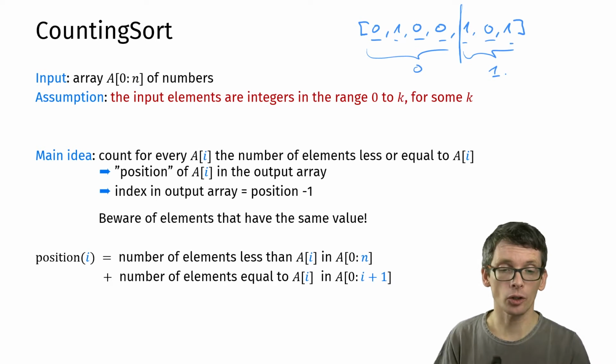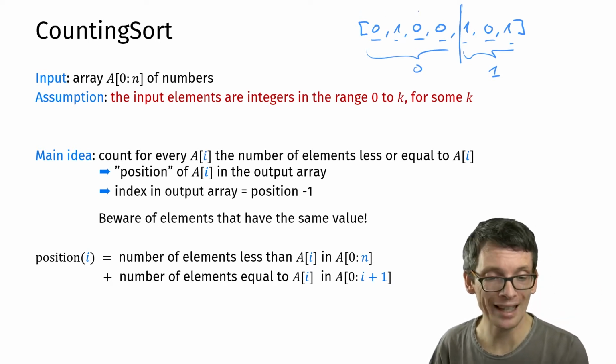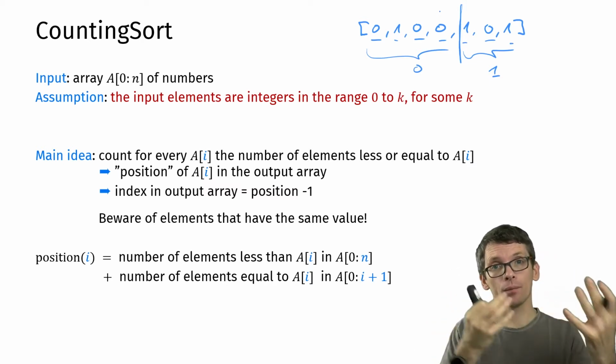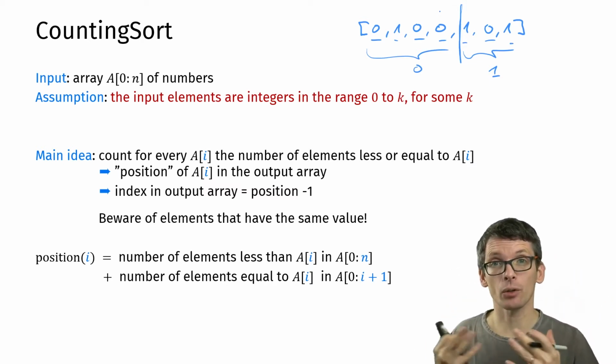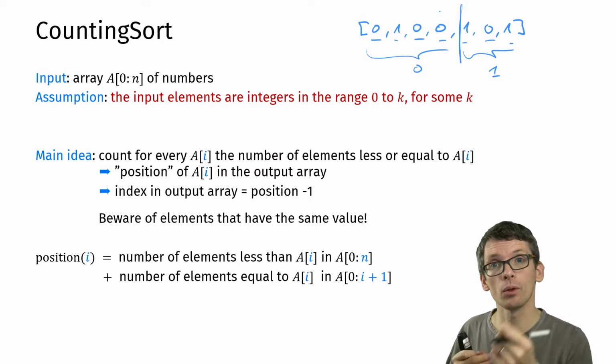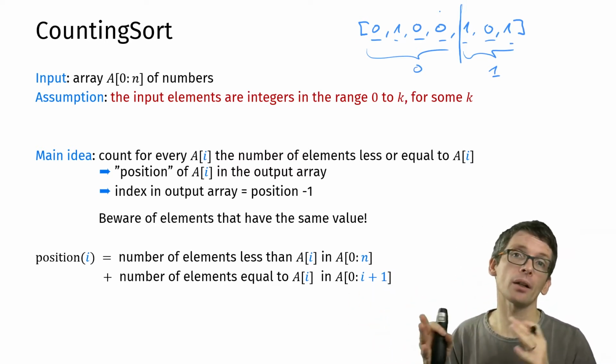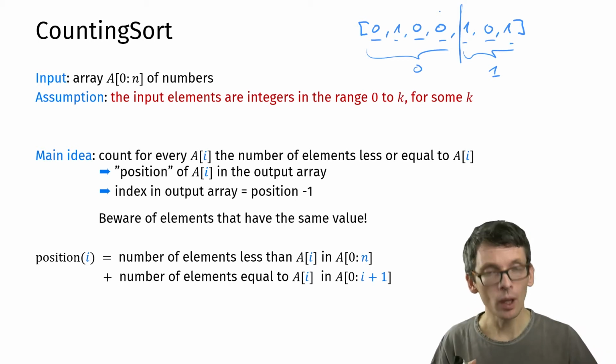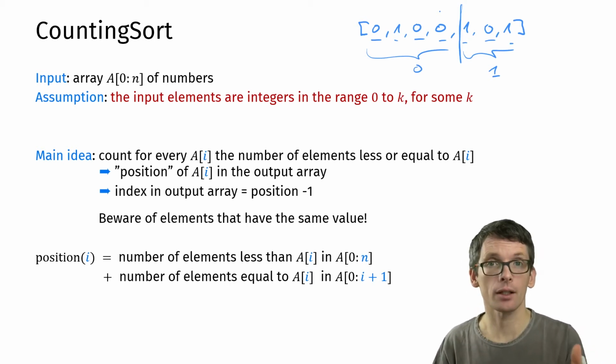Note, what you don't want to do is just write zeros here and write ones there, because there might be additional information attached to these numbers. So you really want to move the zeros into the first part and the ones into the second part. Counting sort generalizes this idea.